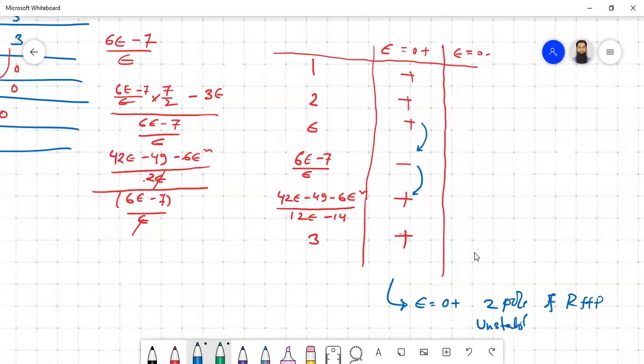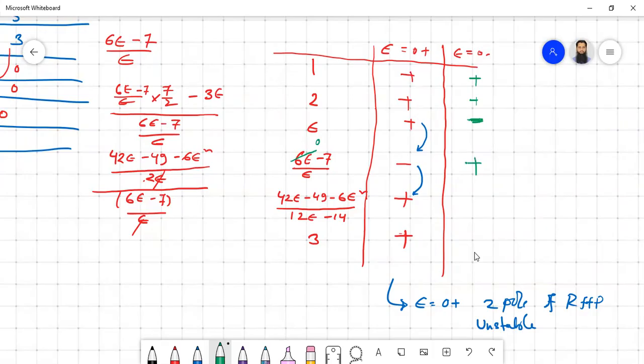The system is unstable. Now, if we take the other one, 0 minus, then this one is plus, because the constant is plus. Sorry, epsilon is now negative, so we have a negative sign here. Then we have this quantity. What will be happening in this quantity? 6 epsilon is 0 because epsilon is a very small number, so this is almost 0. Minus 7 divided by minus something, so minus divided by minus is basically plus.